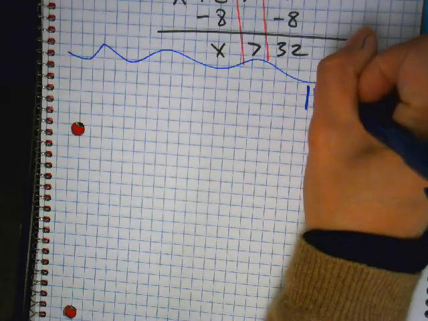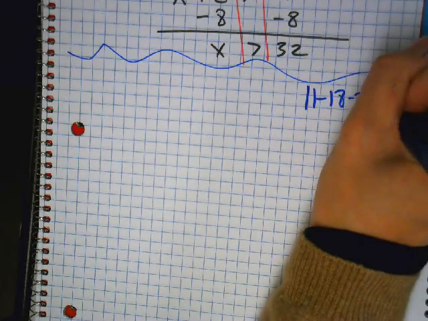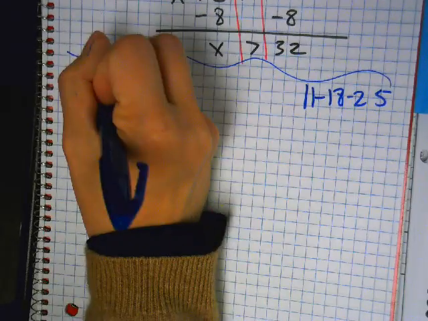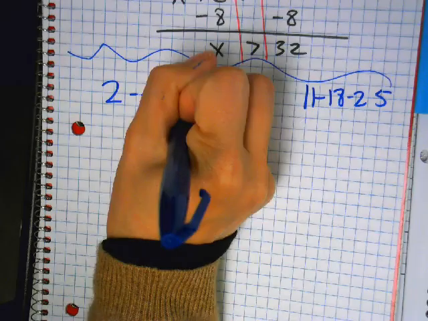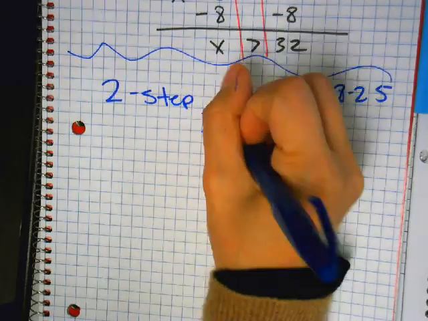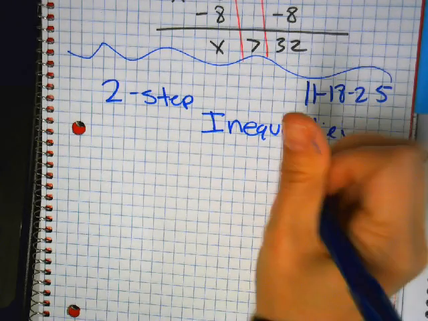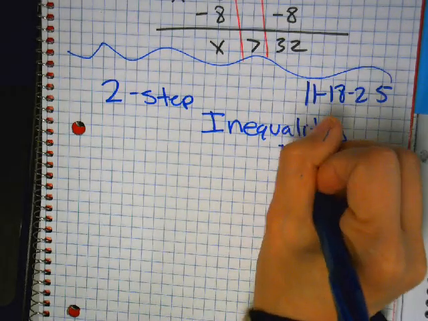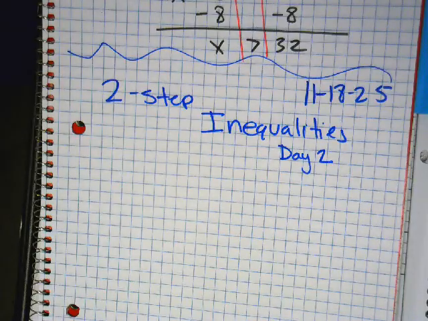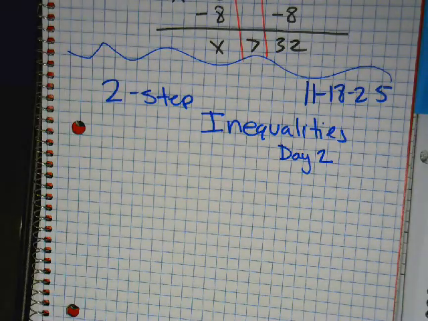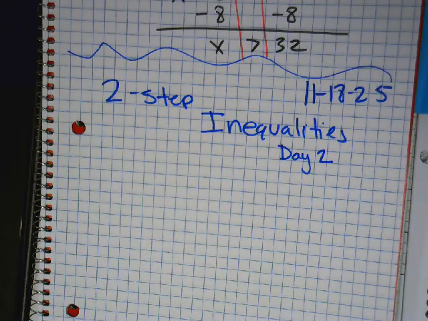All right, 11, 18, 25. We're going to do two-step inequalities day 2. So it's just day 2. They do get harder. They do get longer. The number one thing I'm going to teach you, Sebastian, is how to show work.